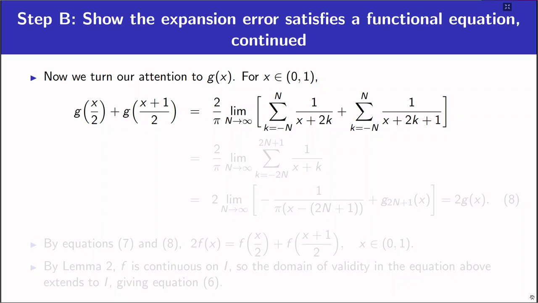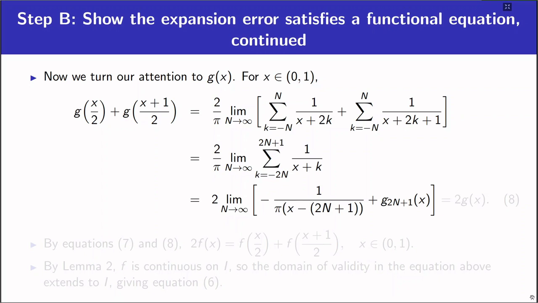The first term in the limit is simply the sum of reciprocals of x plus even integers, and the second term is the sum of reciprocals of x plus odd integers. These two terms can easily be consolidated into a single two-tailed sum, which can then be related to the definition of g sub 2n plus 1. Taking the limit shows that g does indeed satisfy the functional equation.